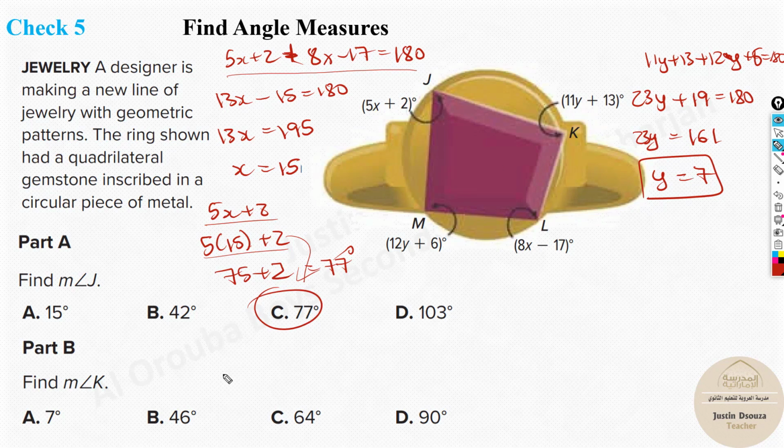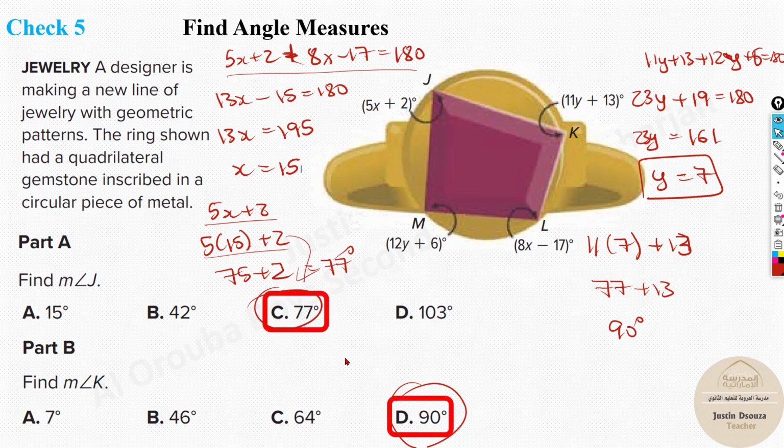And now, which is the answer? You need to substitute back in the measure of angle K. So it's 11 times y, that is 7, plus 13. 11 times 7 is very simple. It's 77 plus 13, that is 90 degrees. So this D must be the answer. Let's just take the answers over here. It's 77 and 90. This is the method to solve both these angles.